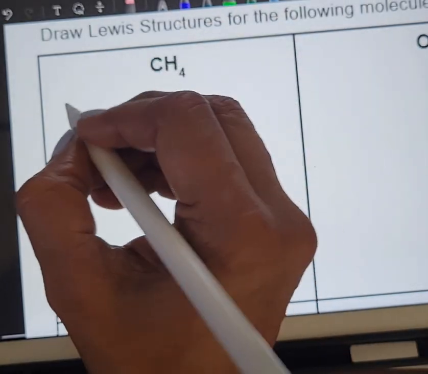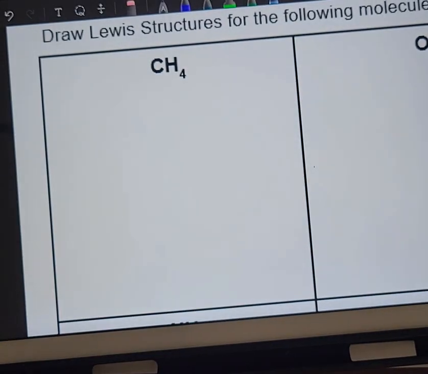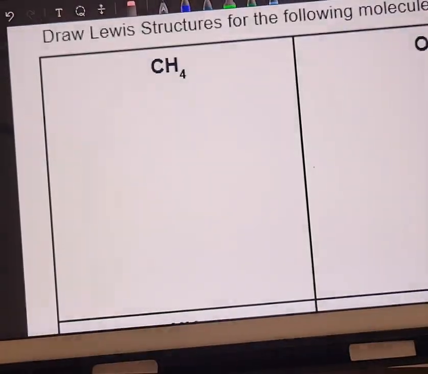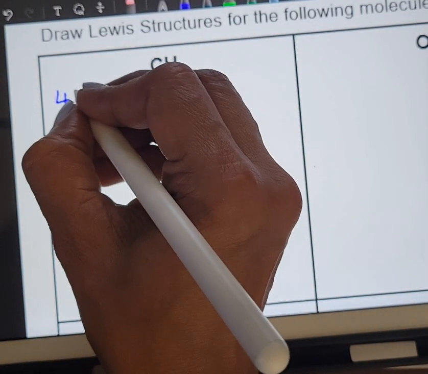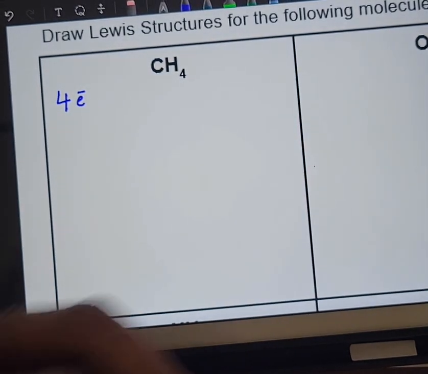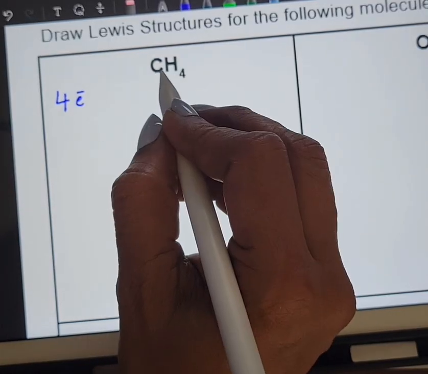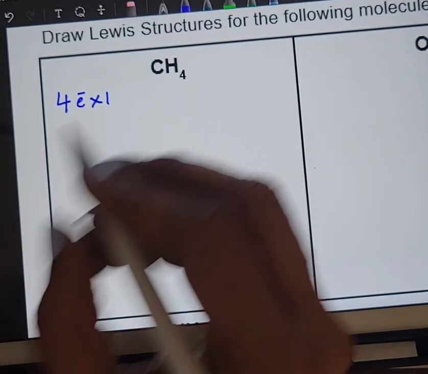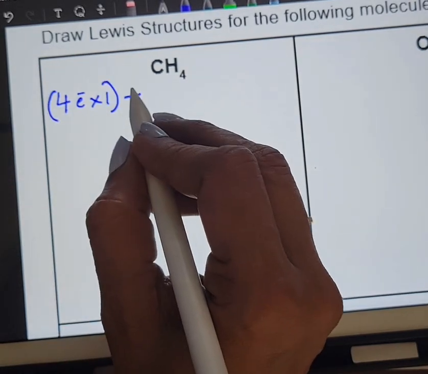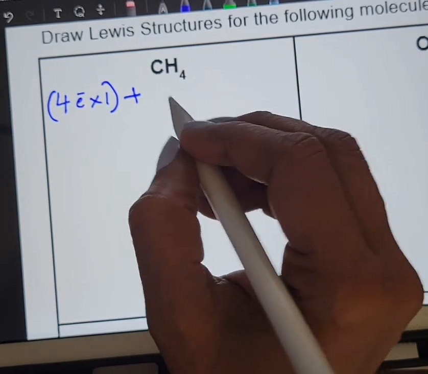So carbon is in the 14th group. Here it has 4 valence electrons. Carbon has 4 electrons. And how many carbons here? There is only 1, so you will multiply with 1. Plus there is one more atom, which is hydrogen.